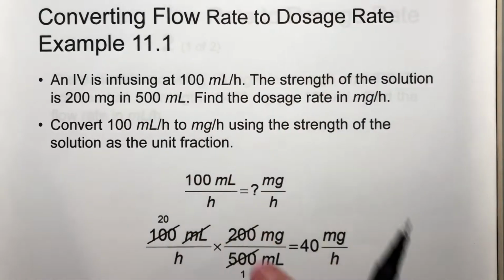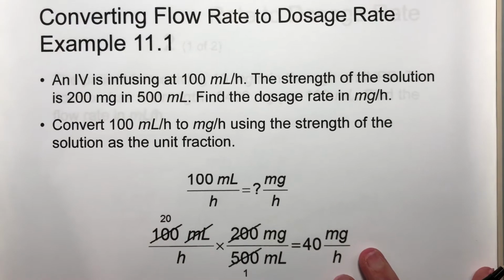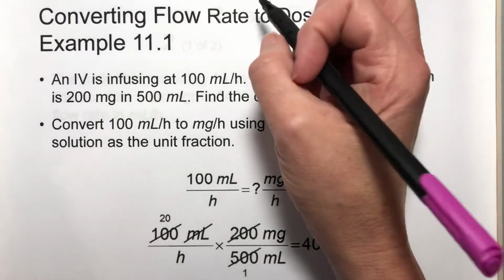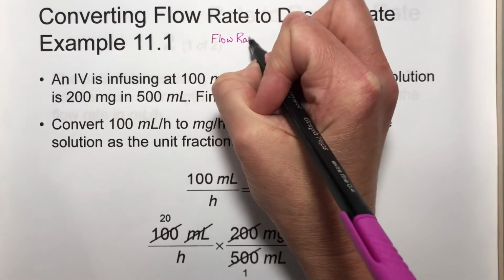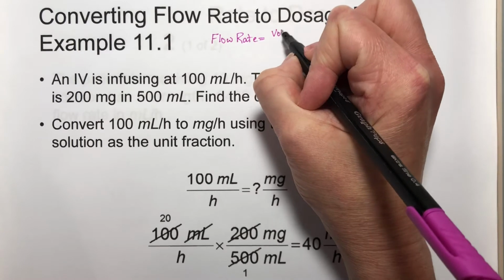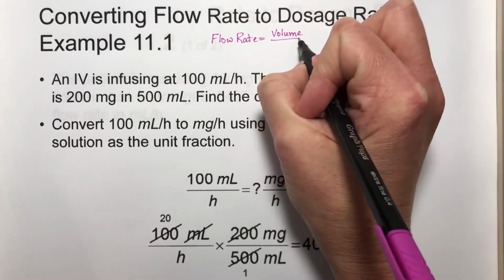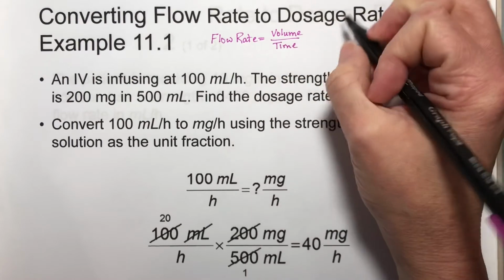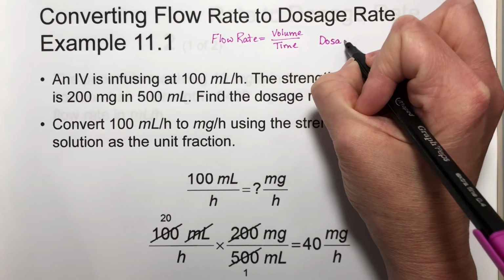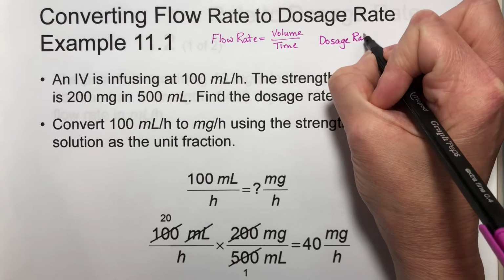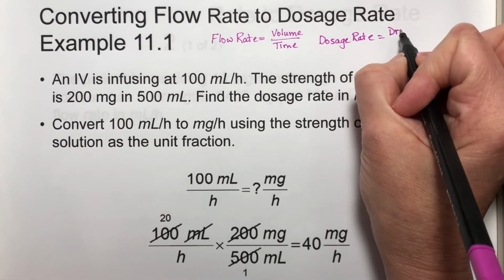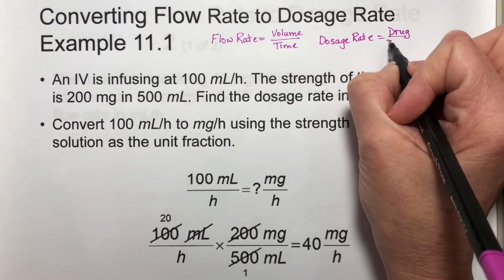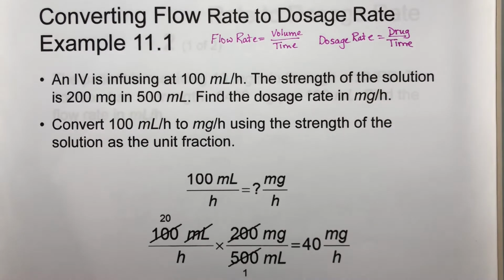So, first problem, converting flow rate to dosage rate. Now, what I mentioned earlier, flow rate is volume over time, and dosage rate is a drug over time. Okay, so let's look at this.